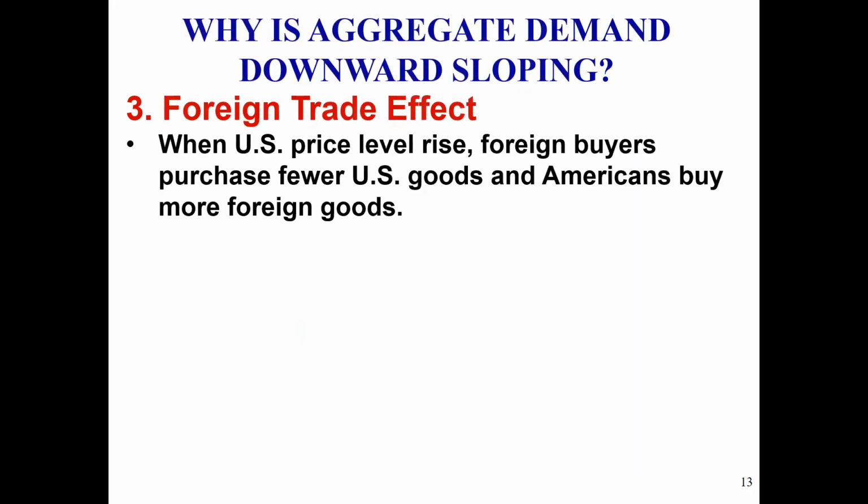And then the third is going to be the foreign trade effect. If price levels go up in the United States, foreign countries are going to buy less, so net exports are going to decrease. We're also going to buy more from foreign countries, so imports will increase. All right, so you had the wealth slash real balance, you had the interest rate, and then the foreign trade effect.